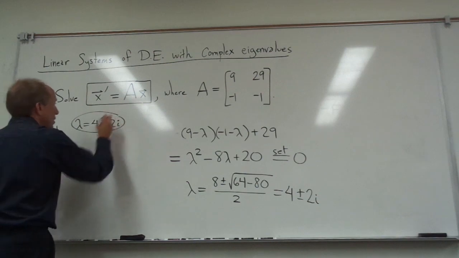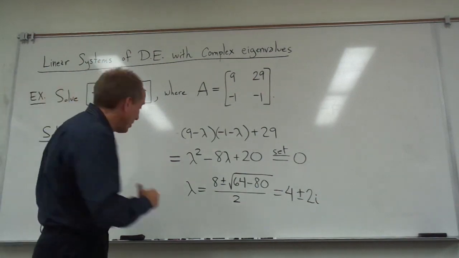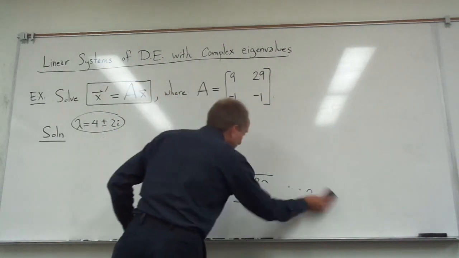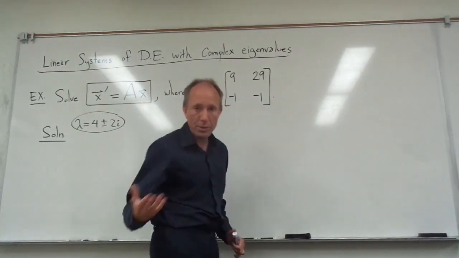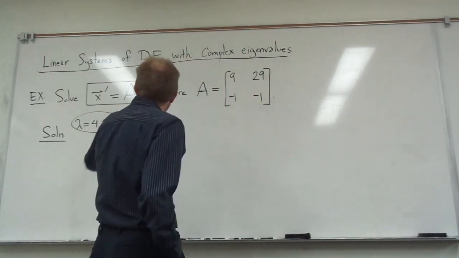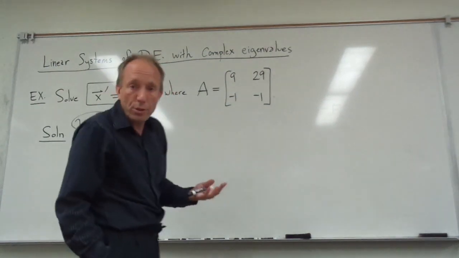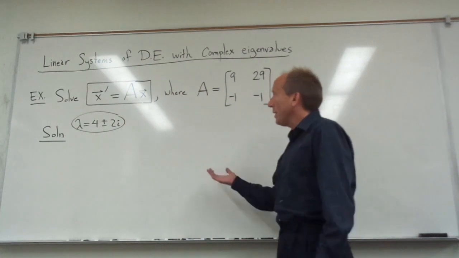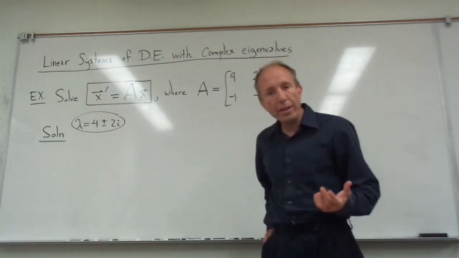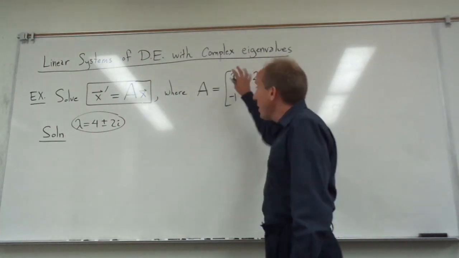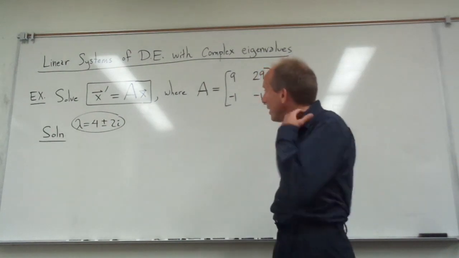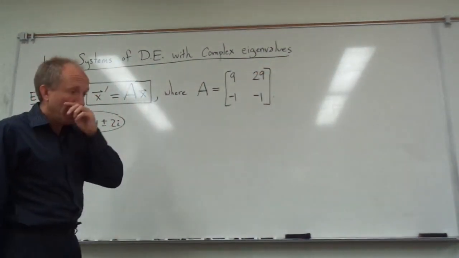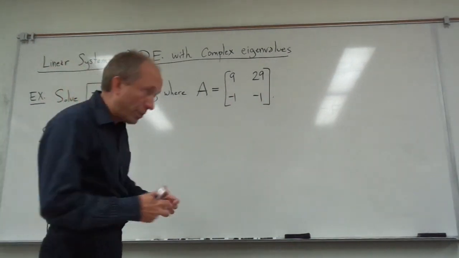Notice that there are no repeats. The lambdas do not repeat, and so this is not a defective matrix by any means. And so we should be able to write down the solution fairly simply. I don't have to use any of the other techniques for defective matrices here. This is a non-defective matrix. Okay. Now, of course, corresponding to each eigenvalue, we also have eigenvectors.